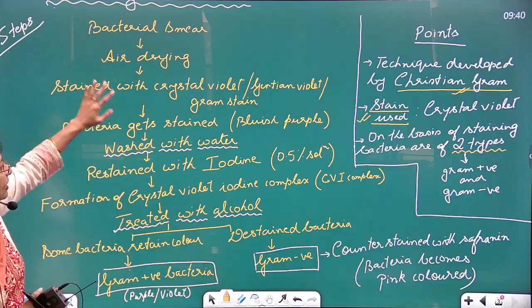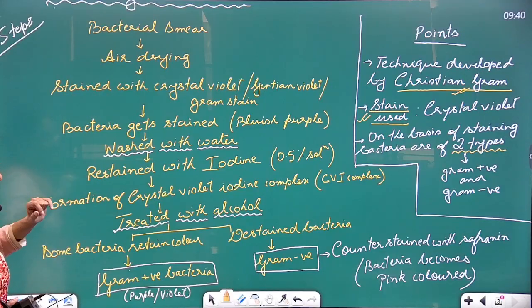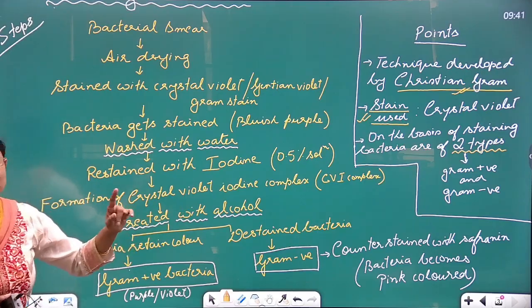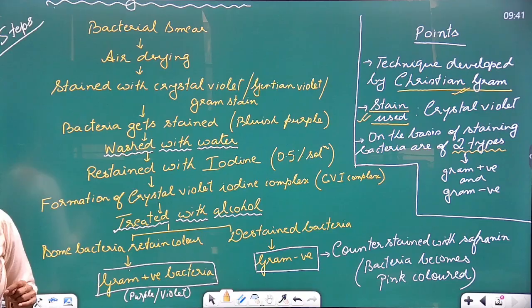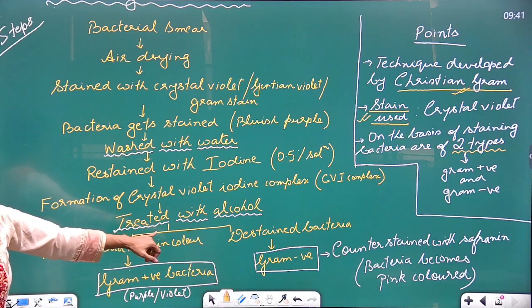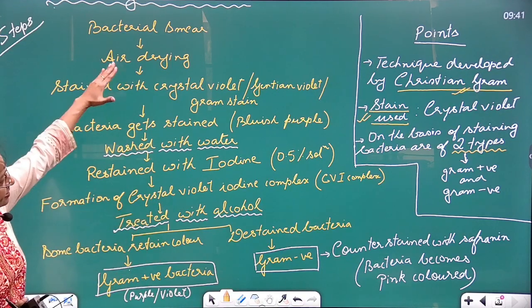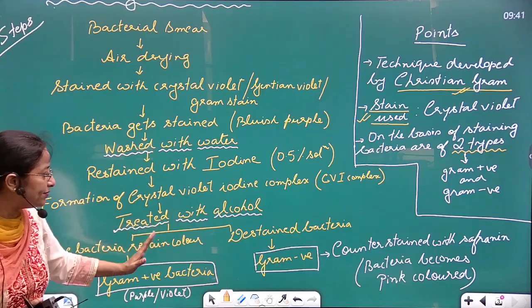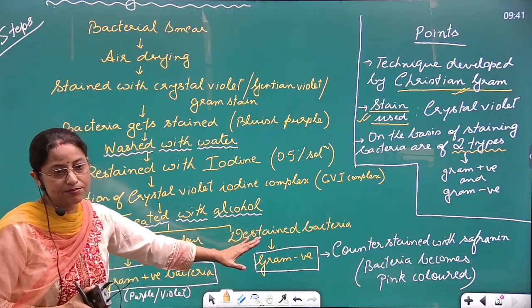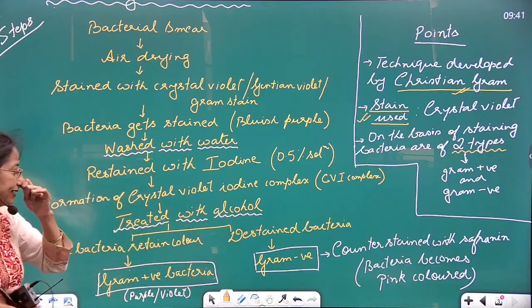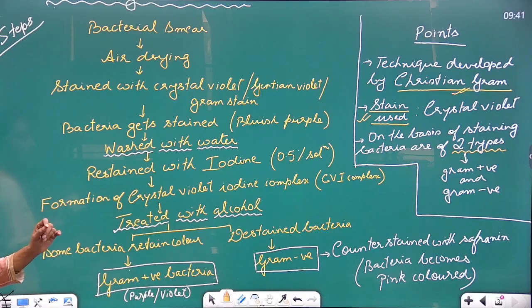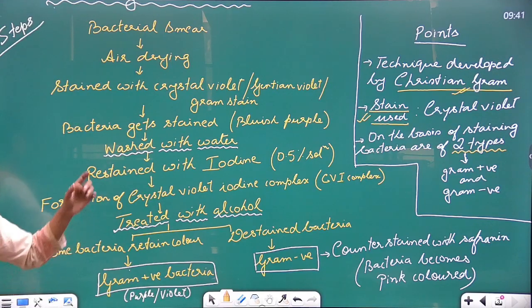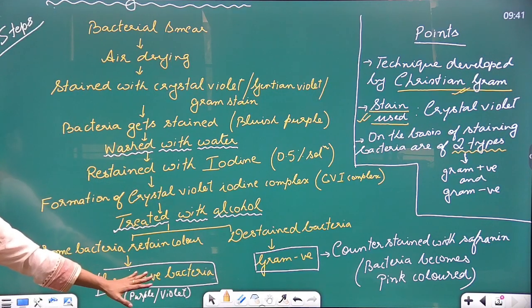Once you are done with this process, the question that has been asked is, which step differentiates gram-positive and gram-negative bacteria? This step, right? Prior to this, you cannot say that the bacteria is positive or negative. So this step is the one that decides which one is gram-positive and which one is gram-negative. The next question asked is, how many times has the process of washing been used in this technique?